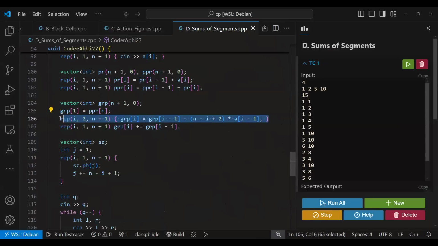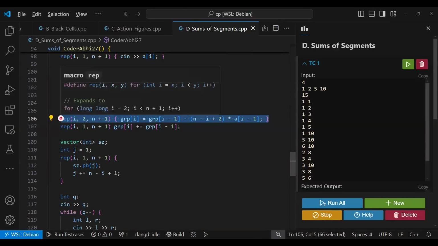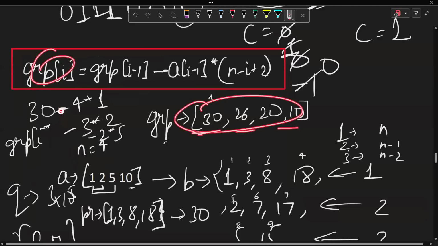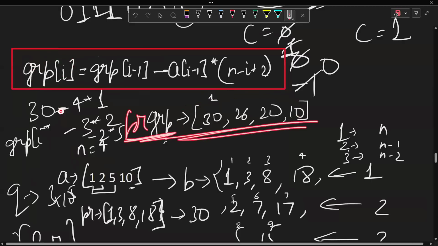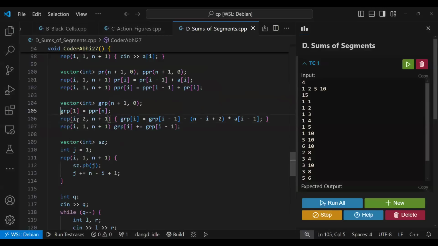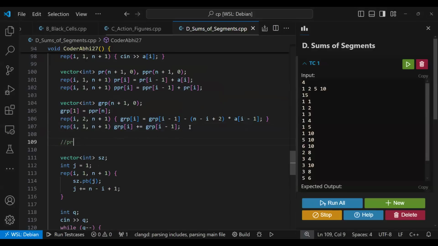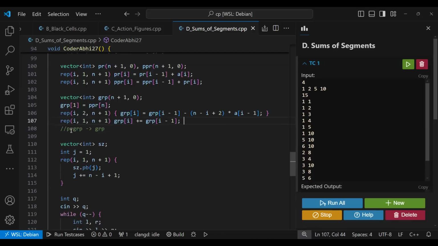Okay, so this is my formula. So this way I'm computing, for every group, what is my sum for every group. Now I need to take the prefix sum of this group. In this vector only, I'm doing a prefix sum, group[i] plus equal to group[i minus 1]. This way I'm just taking the prefix sum of this group. So basically in my code, the prefix sum of the group is the same as grp. So this group is only converted to prefix sum of the group here. Okay, so this is done.